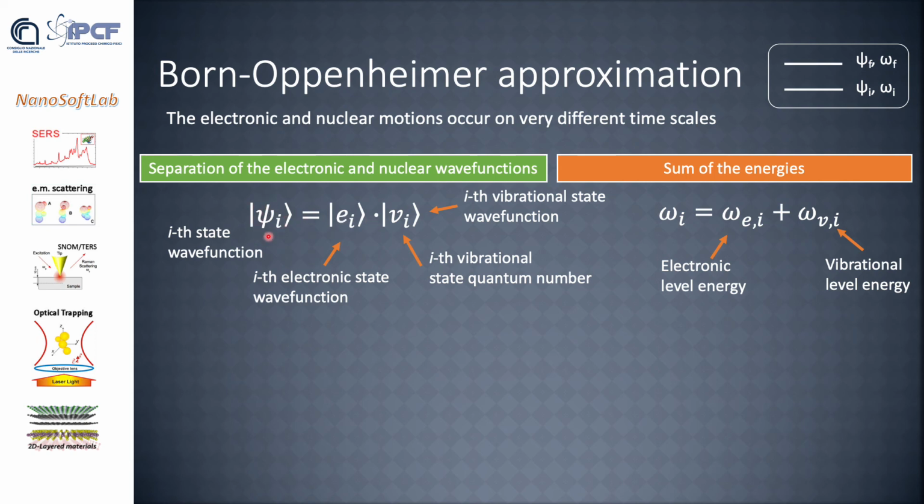If psi I is the wave function of the state I, this can be factorized as the product of an electronic wave function times the vibrational wave function. Here, nu I is the vibrational state quantum number and E I is the electronic state quantum number. As well, the energy of the state I can be written as the sum of an electronic level energy I plus the vibrational energy level I.